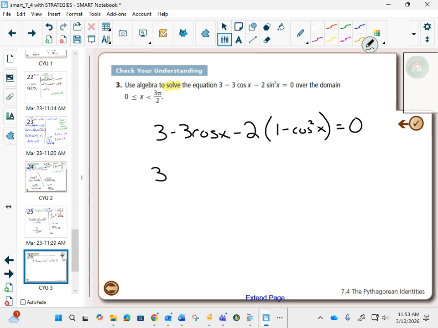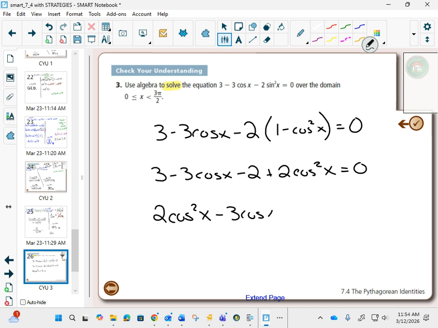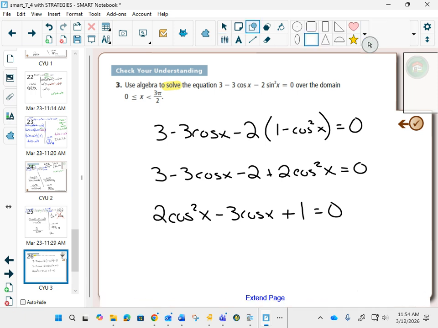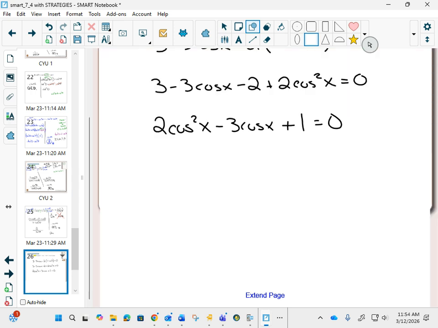If I distribute, I get a quadratic equation. I always like to write my quadratic equations cos squared first, minus 3 cos x. 3 minus 2 will be plus 1 equals 0. And at this point, we either have to factor or use our quadratic formula.